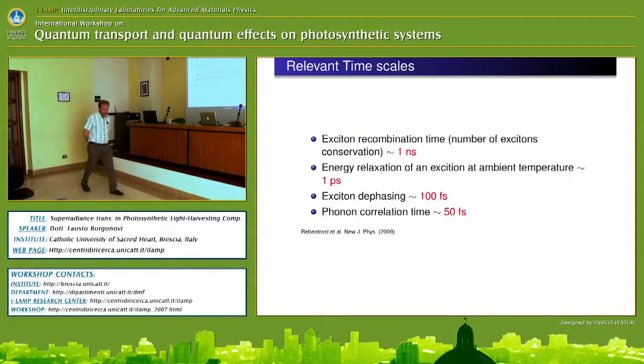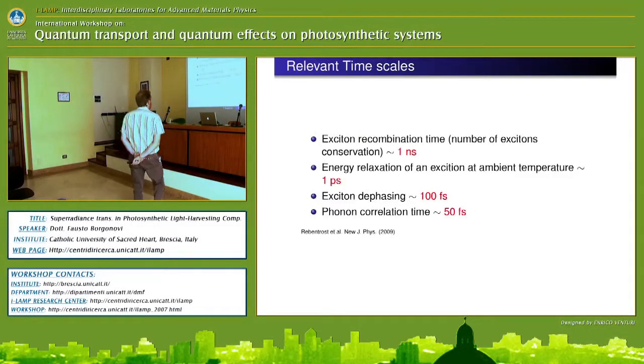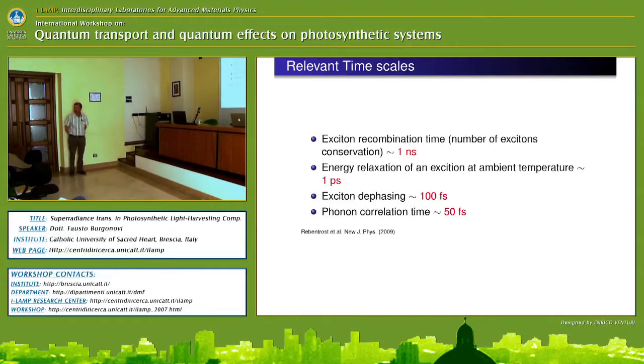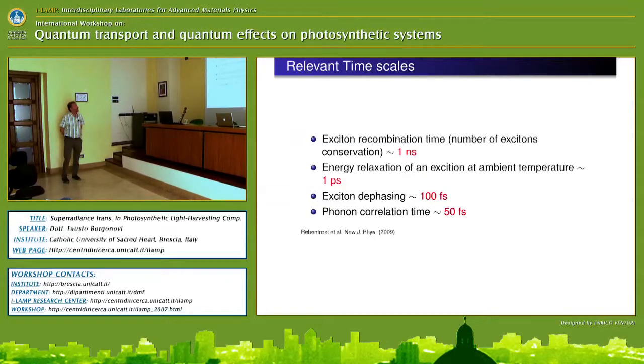Just to remind you of the relevant time scales, there are many in this problem. One is the exciton recombination time, which is roughly 1 nanosecond. By the way, it is not easy to find a relevant number for this, because in each paper you can find 2 orders of magnitude difference between one number and the other. Exciton recombination means the exciton can disappear as a photon again, and this takes 1 nanosecond. But 1 nanosecond is 3 orders of magnitude different from the energy relaxation of this exciton at room temperature, which is of order 1 picosecond.